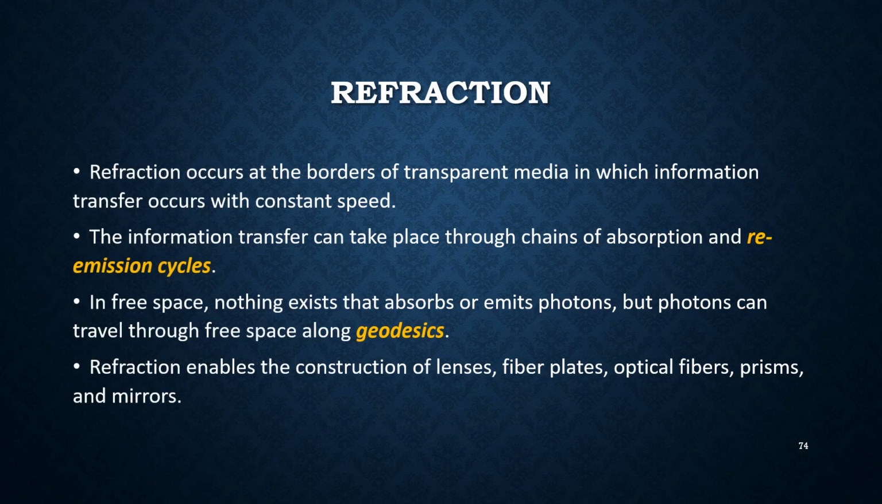Refraction occurs at the borders of transparent media in which information transfer occurs with constant speed. The information transfer can take place through chains of absorption and re-emission cycles. In free space, nothing exists that absorbs or emits photons, but photons can travel through free space along geodesics. Refraction enables the construction of lenses, fiber plates, optical fibers, prisms, and mirrors.